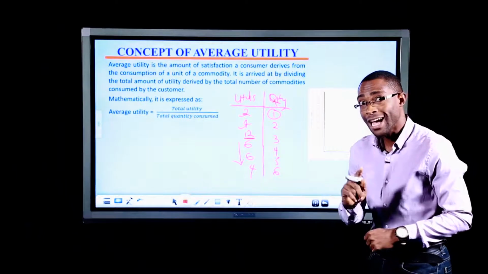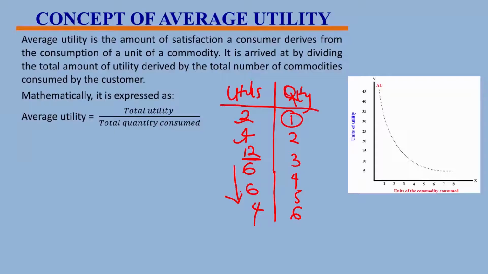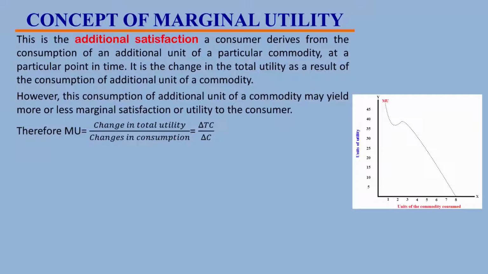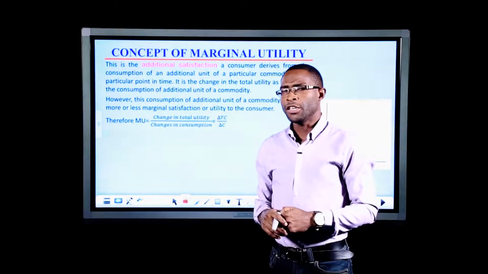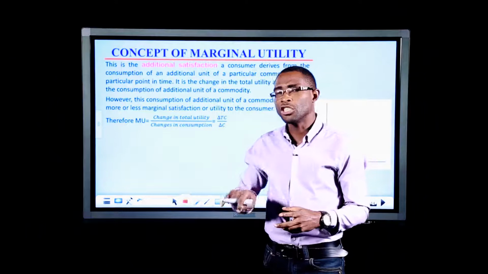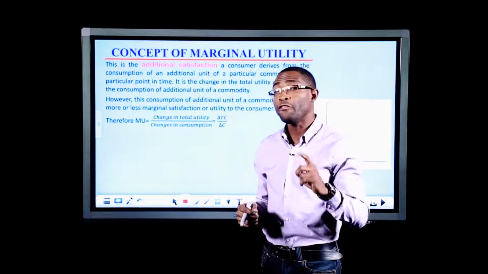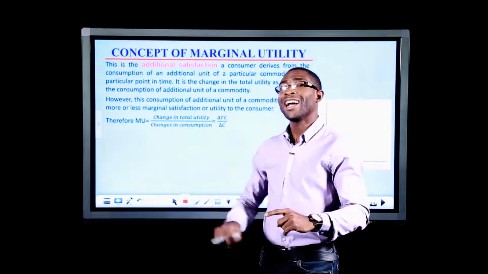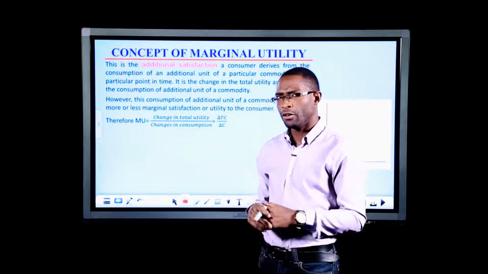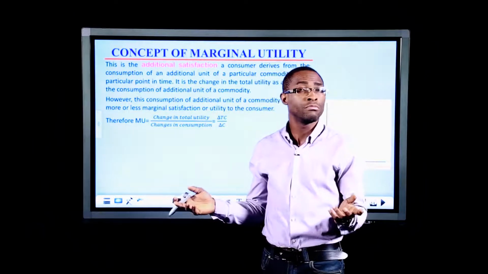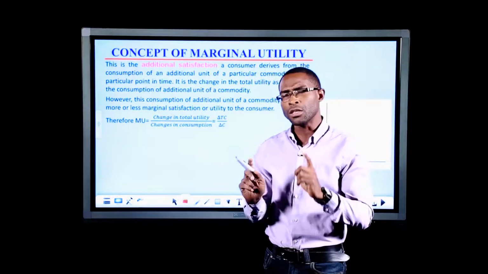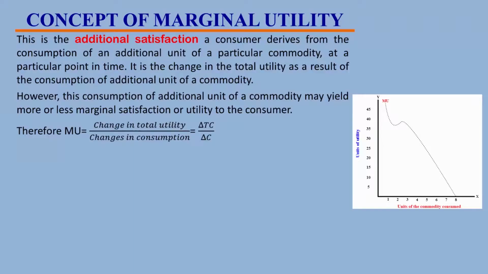Yes, it has to slope downwards from left to right. Let's go further to look at the third concept, which is marginal utility. Marginal utility refers to the additional satisfaction derived from the consumption of an additional unit of a product. It could be a combination of 2 products, but in this case we are concentrating on 1 product.